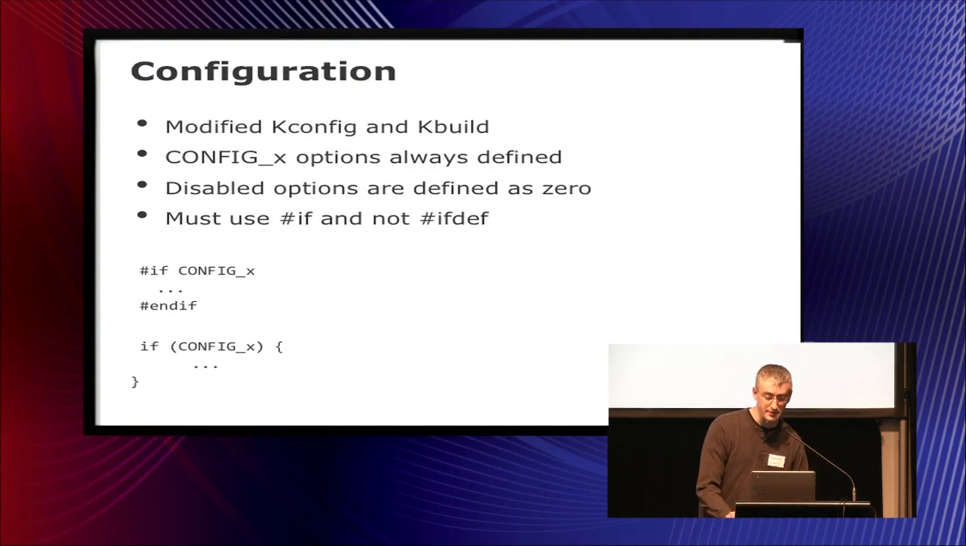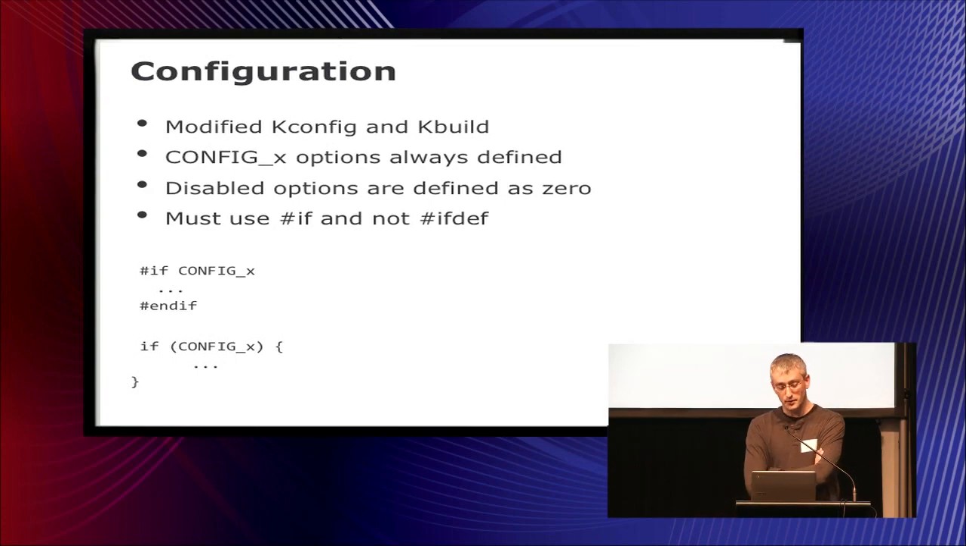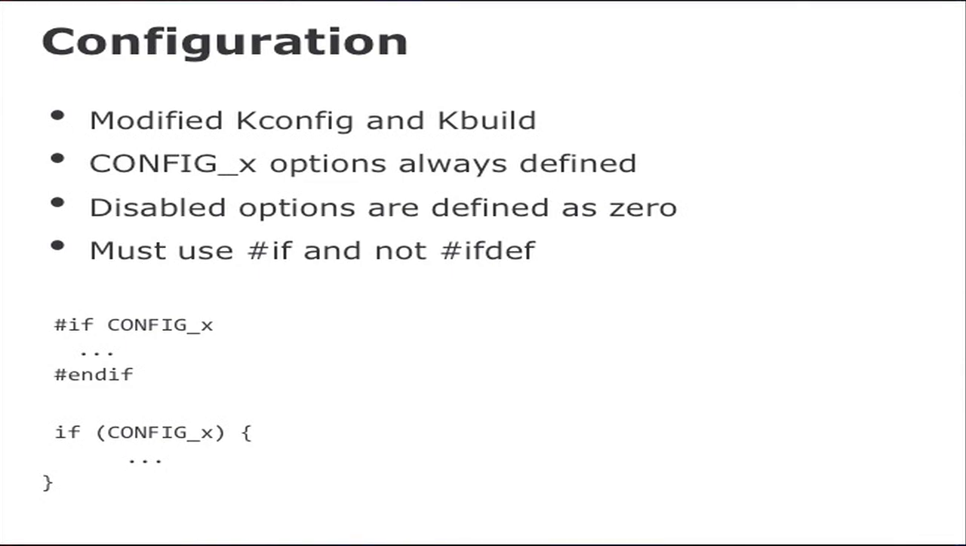As I said, the configuration is a version of kconfig and kbuild. The big difference from what the kernel uses in these areas is that the config options that you might define in your .config, which is make menuconfig or whatever to configure it, are actually always defined. So that means you don't want to use ifdef to check if something's defined. You want to use #if. So the flags that are turned off are defined as 0, and the flags that are turned on will be defined as 1.